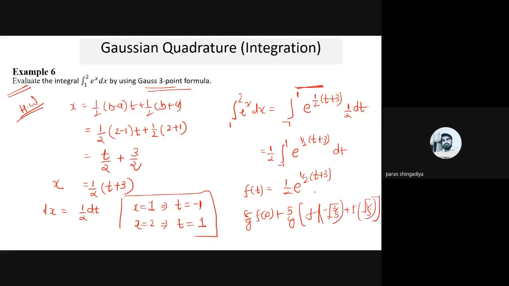Find this output at e to the power 1 by 2 minus root 3 by 5 plus t, and f of 1 by 2 minus root 3 by 5 plus 3, clear, plus root 3 by 5 plus 3, and then take f of 0 also, clear, and then find the addition. The final answer of the 3-point formula, you will get a 4.6707.